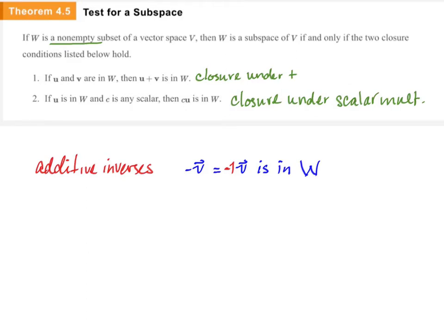So all those other properties either fall under closure, these two closure properties, or we get for free because we get the operations from the bigger vector space. All right, let's look at another example.